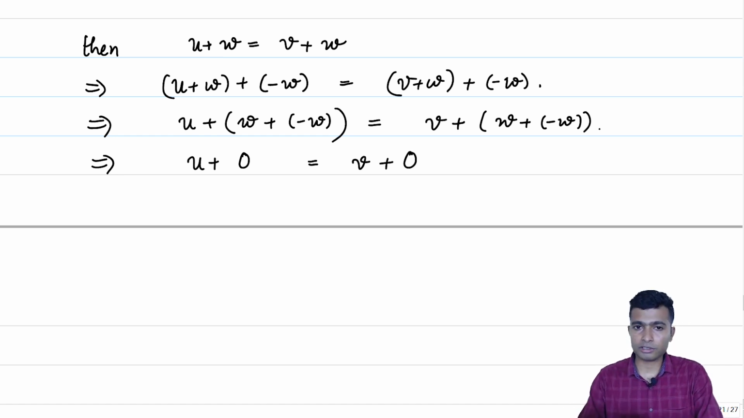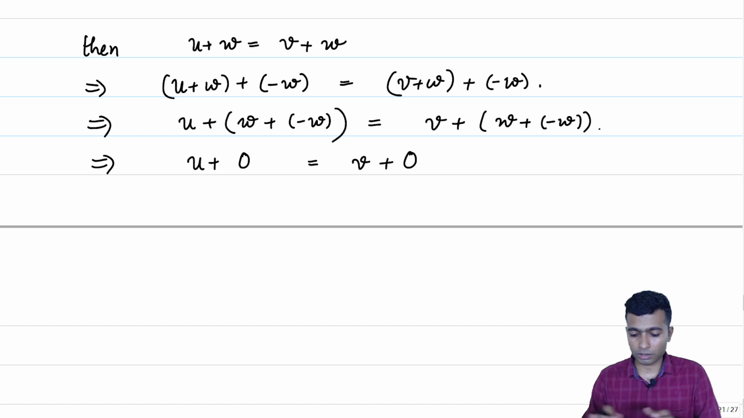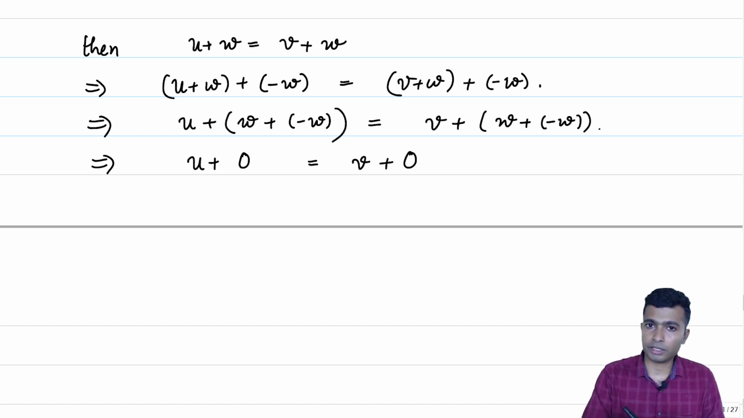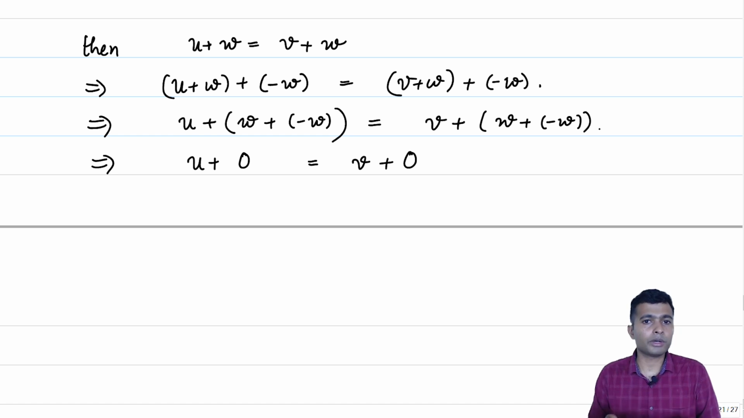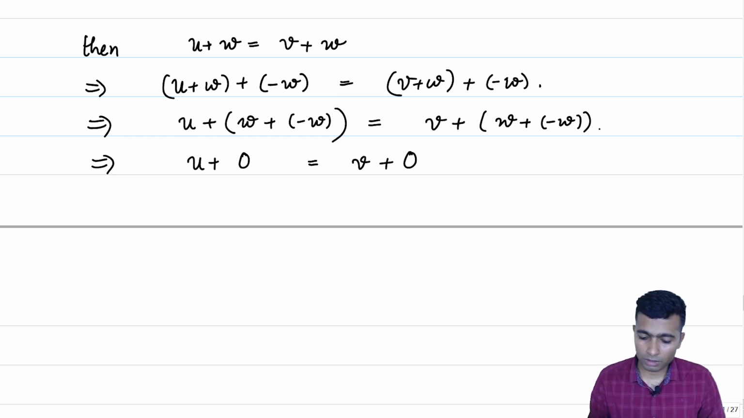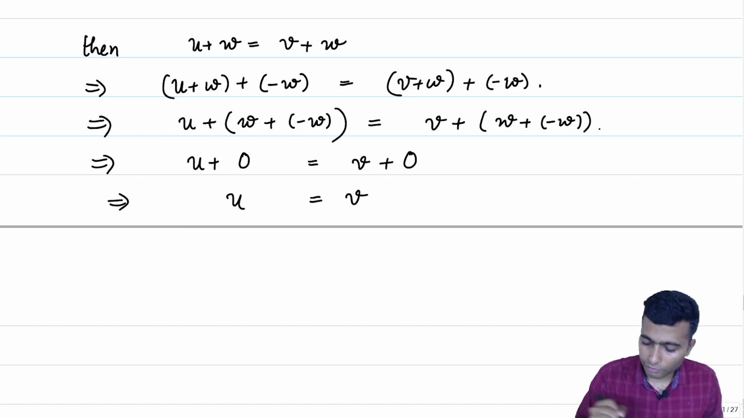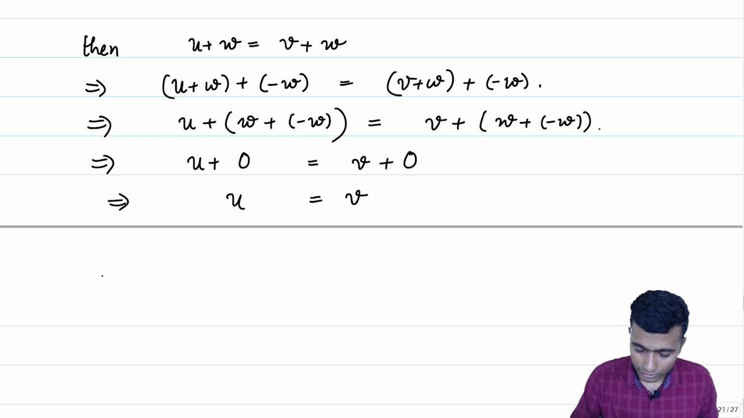Notice that when we write the 0 here, it should not be confused with the scalar 0, the real number 0. This is an element in the vector space V, and it is clear from the context what it is. U is a vector in capital V, and therefore you cannot make sense of u plus the real number 0. So, here when we write u plus 0, it is clear from the context that 0 is the 0 vector of capital V. But what is u plus the 0 vector? It is just u, and this is just the V, and hence we have proved the result.